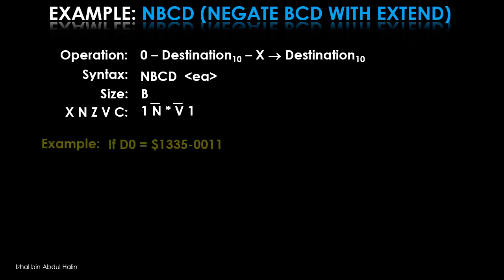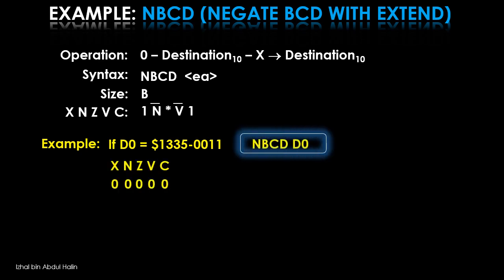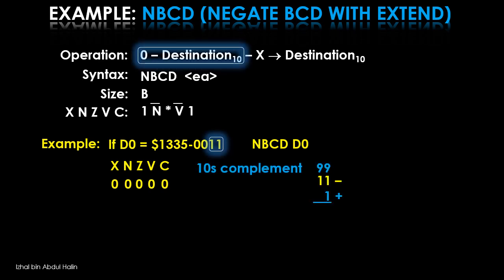Now for an example. Let us assume that D0 contains the long word value of 133500011 and that the status register's flags are initially all 0. The instruction to be executed is NBCD D0. The 68K microprocessor will consider the lowest byte of the operand to negate. Negation is done by taking the 10th complement of the operand.